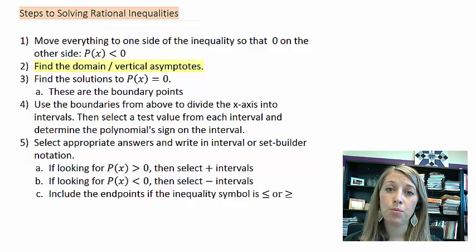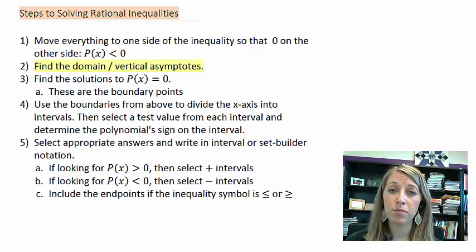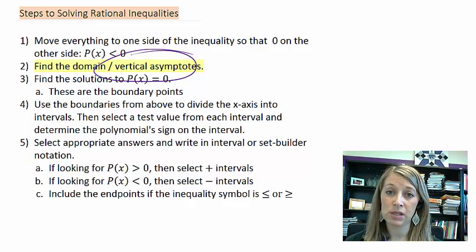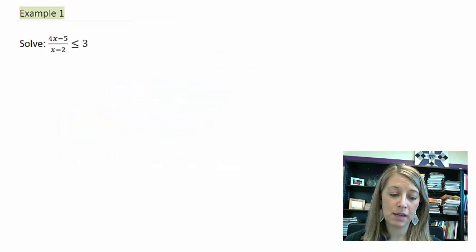And the reason that we need to put this in here is because the graph can switch between above and below the x-axis about our vertical asymptotes. So we need to make sure to not only put our zeros or intercepts on the number line, but we also need to make sure to include these vertical asymptotes as well. Okay, so let's go ahead and just get into an example here.